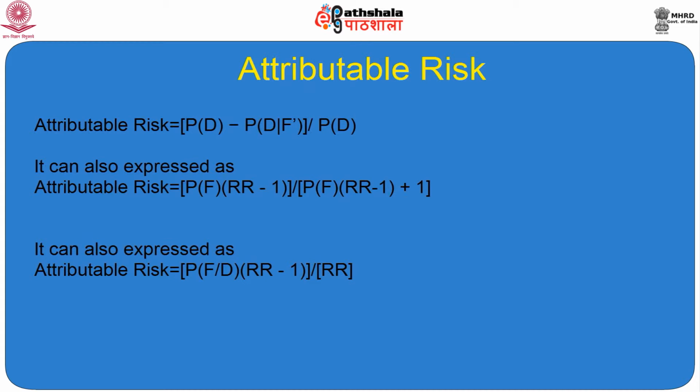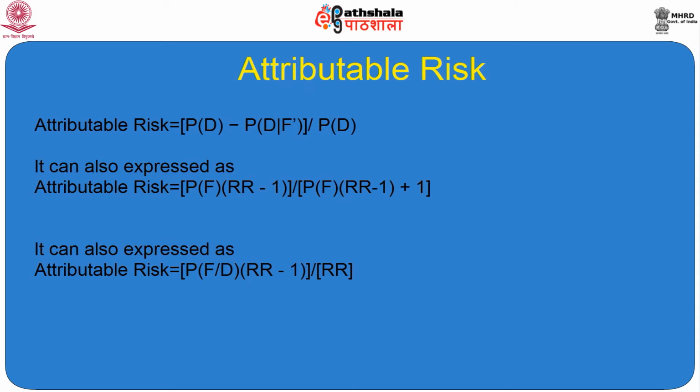Alternatively, the attributable risk can also be expressed as the probability of F, that is, those having risk factors, multiplied by the relative risk minus 1, divided by the probability of F, that is, the probability of those having risk factor exposure, multiplied by RR minus 1, the same component used on the upper side, plus 1.